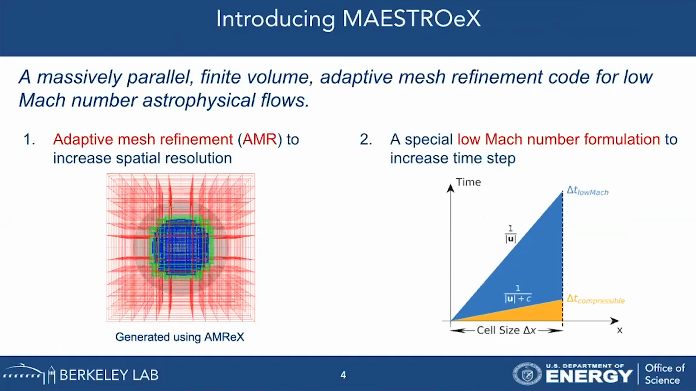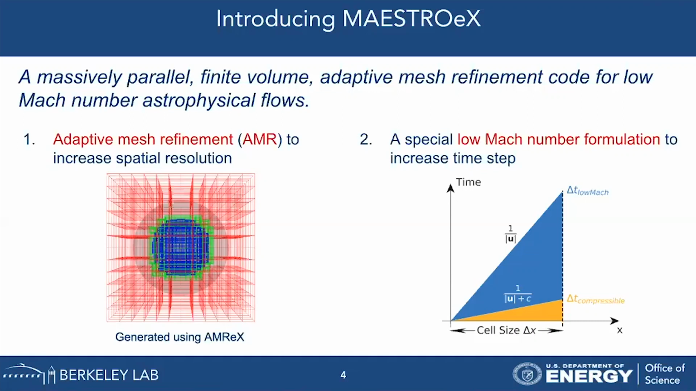So the reason MaestroX is able to efficiently compute low Mach number flows is twofold. The first is since we ported MaestroX over to the AMReX framework, we can just use the built-in functions to apply adaptive mesh refinement. That way we can increase the spatial resolution of our solution. So for example, if we want to model a Type 1a supernova progenitor, what we would do is increase the resolution near the center of the star, because that's where we want to determine local hotspots that will cause the point of ignition, which causes the whole star to blow up.